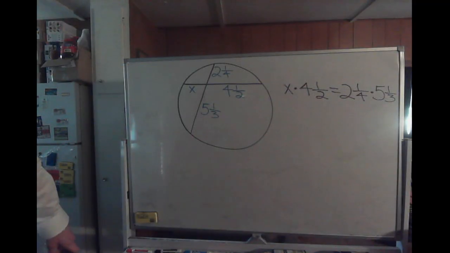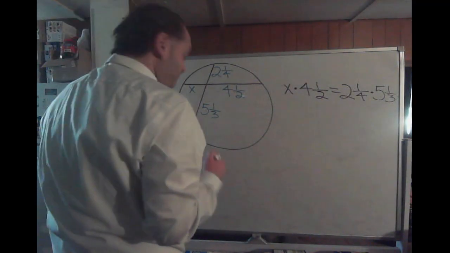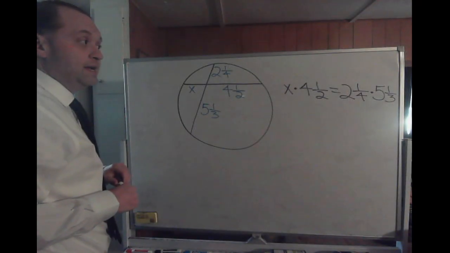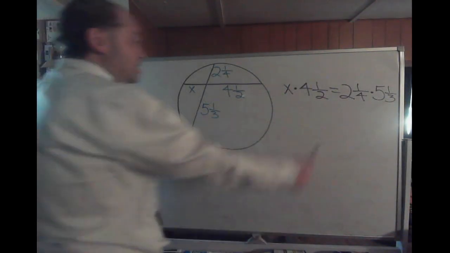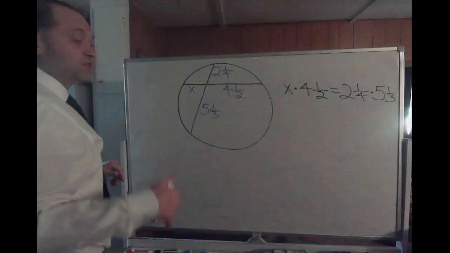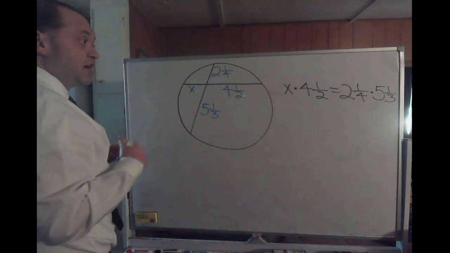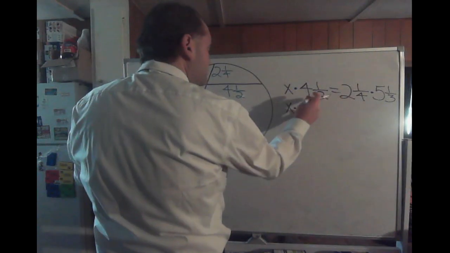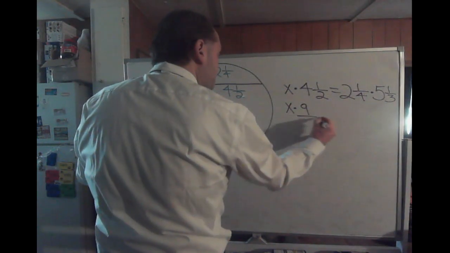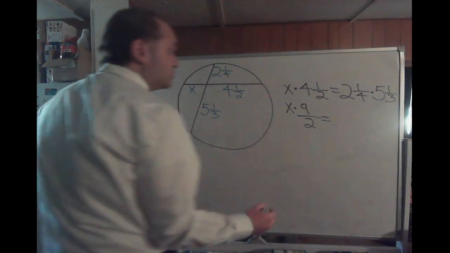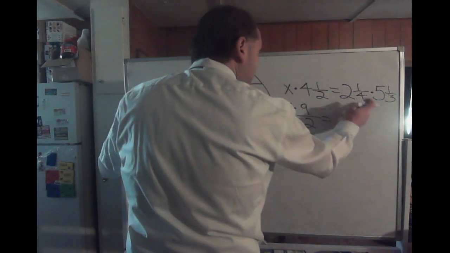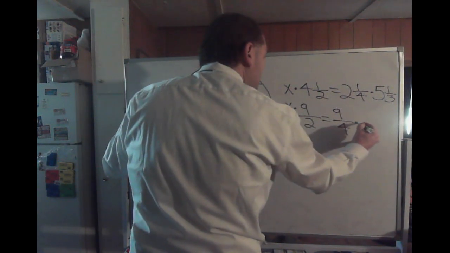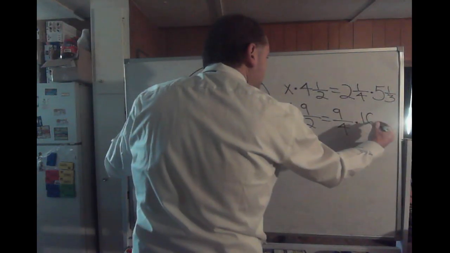Alright, good, you can all see it. Perfect. Well, I think it's fairly obvious that we should probably go ahead and turn these mixed numbers into improper fractions. So this would end up giving you x times 9/2 would be equal to 9/4 times 16/3.